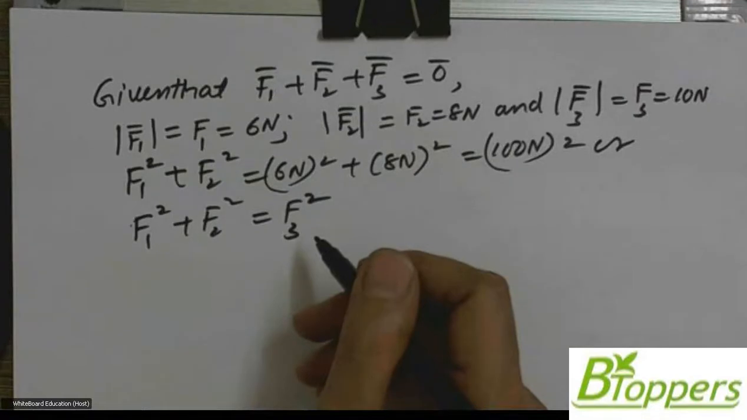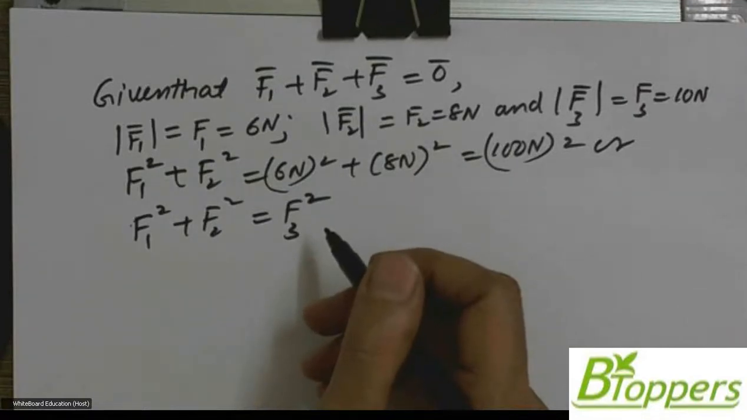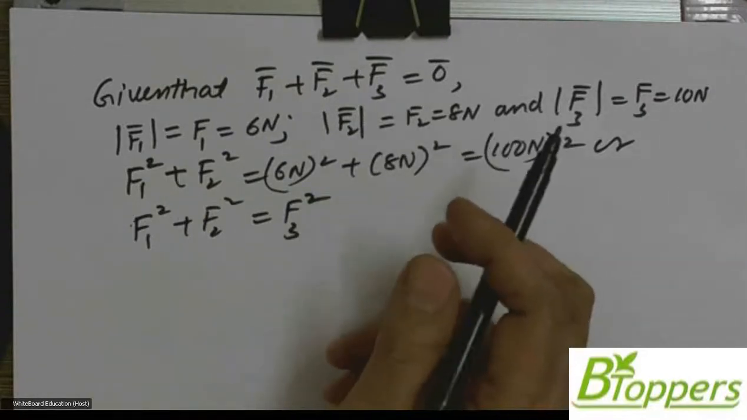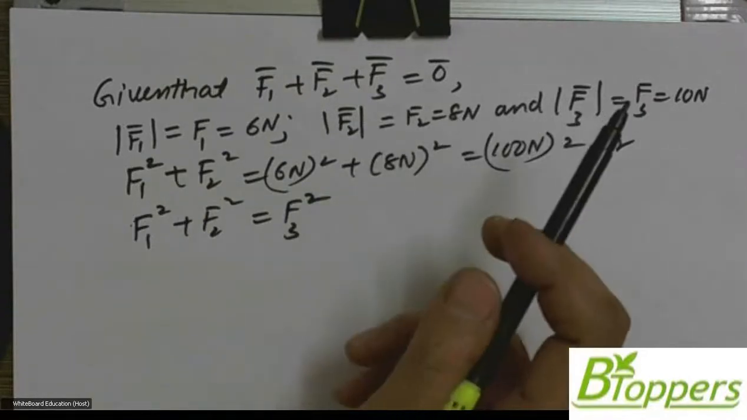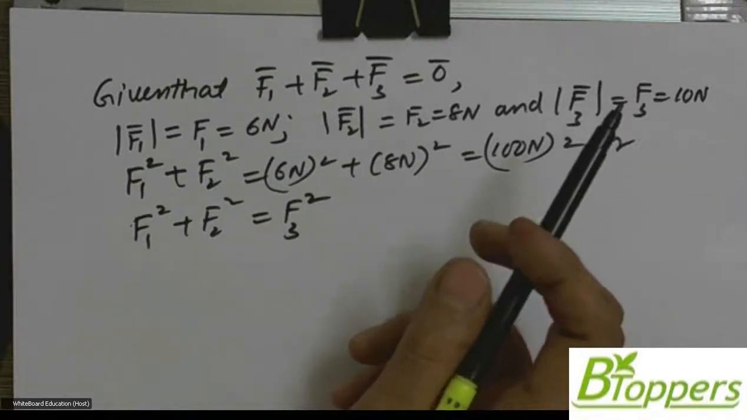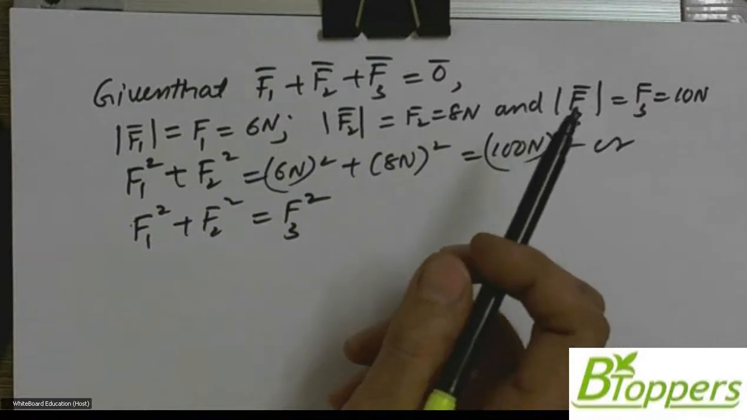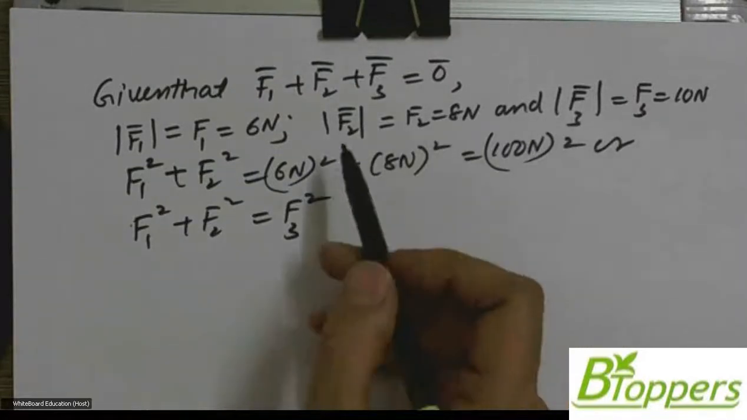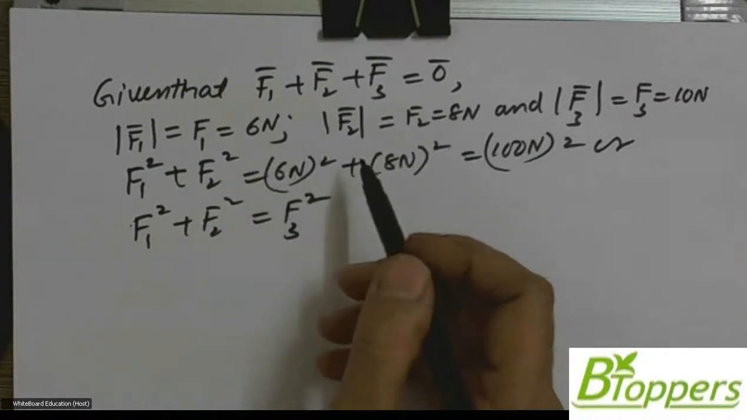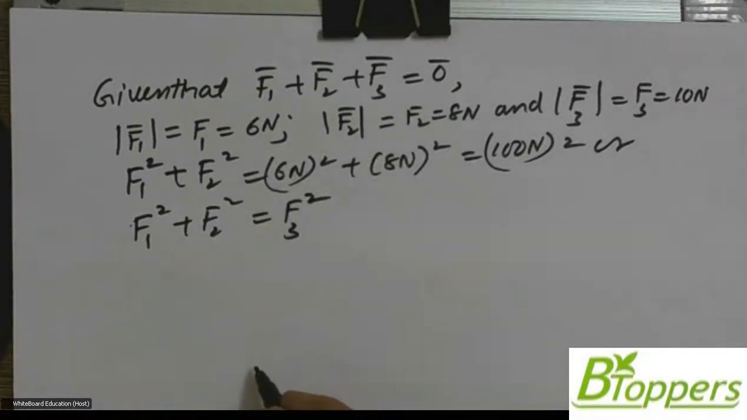So the three forces can be graphically represented along the three sides of a right angle triangle, all taken in the same order. The largest force, I mean the force with largest magnitude, should be represented along the hypotenuse side. That means the force F3 bar should be represented by the hypotenuse side. That means the smaller forces F1 bar and F2 bar, they are perpendicular to each other. So you can draw the three forces in this way.